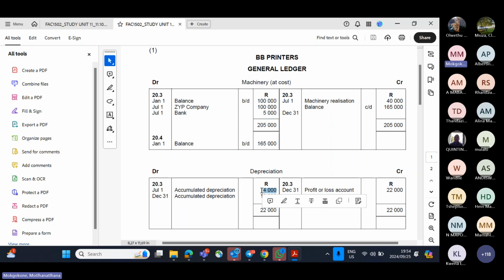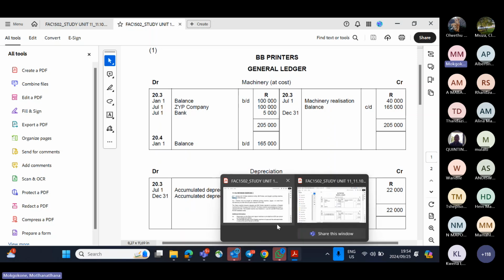Then there is 18,000. How did we get to this 18,000? Let's check the other one. Now we are looking for the 18,000. Let's go to the required. Let's go to the scenario.